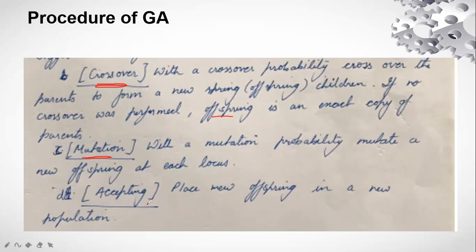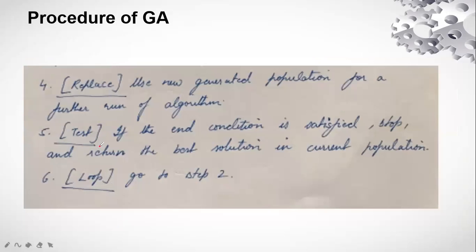Next, we are going to do the accepting, place new offsprings in the new population, right? Next, the fourth step is replace. That means use the newly generated population for a further run of the algorithm. Now, all these steps are again repeated and replaced by the new generated population. The earlier generation has been eradicated.